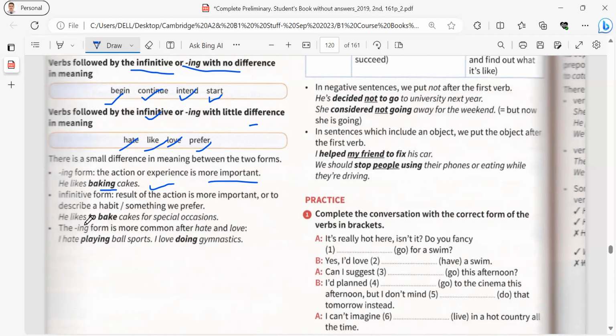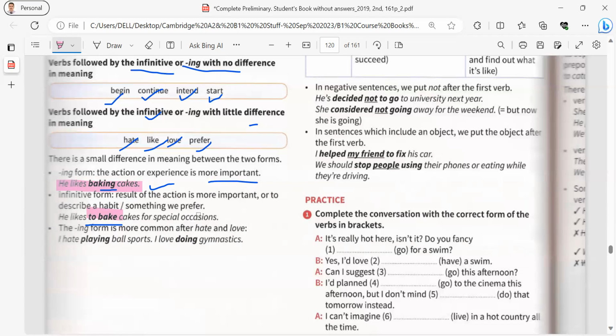For example, he likes to bake cakes for special occasions. Here, we have to bake. Here, baking, as I told you. So the first example, experience is more important, the action or experience. He likes baking cakes means he has experience in making cakes. But he likes to bake cakes for a special occasion means what? The result of the action is more important, or to describe a habit or something we prefer.